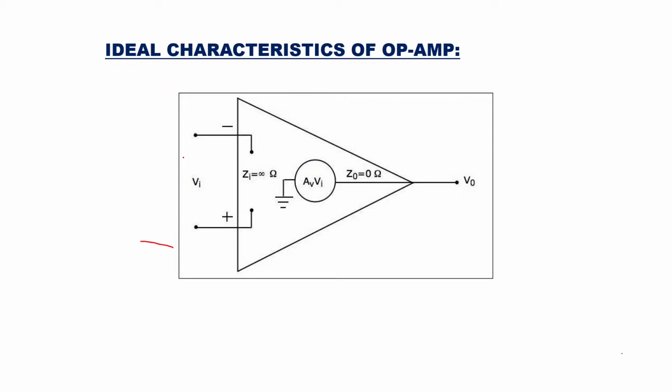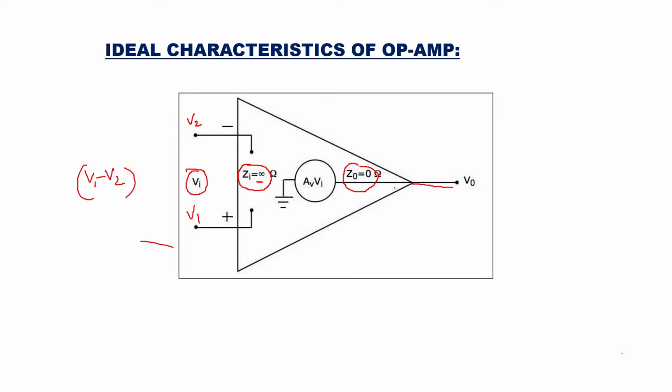Now here you can see this is the input 1. This you can call V2, this you can call V1. So the input will be Vi here. Vi is nothing but V1 minus V2, the difference between the two inputs. The input impedance you get will be infinite, very high, and similarly the output impedance you get here will be very low, 0 ohms. So here you are going to get the output.